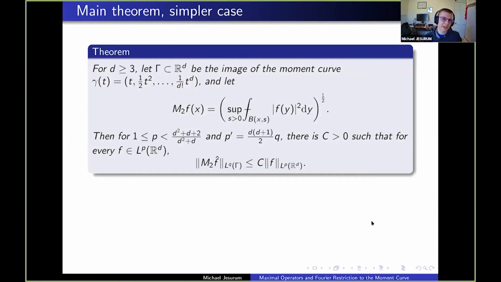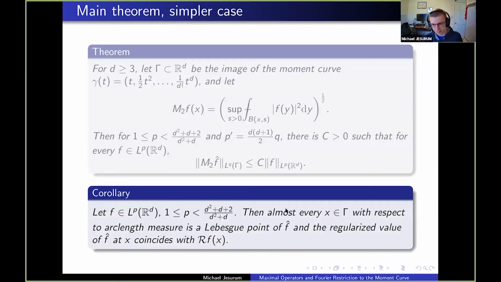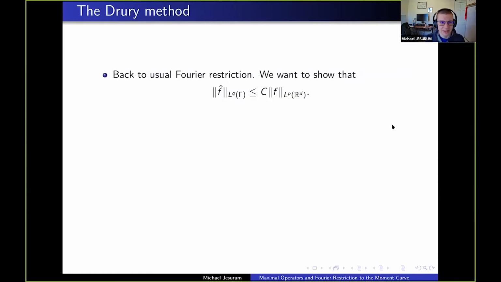The theorem in the simpler case of just r equals 2, that's enough to get us pointwise stuff, looks a little bit nicer. We see the full Drury range here, and we get this corollary. So if f is in L^p for this optimal range, then almost every x on the moment curve with respect to arc length measure is a Lebesgue point of f hat. So that's nice. Let's talk about the Drury method a bit.